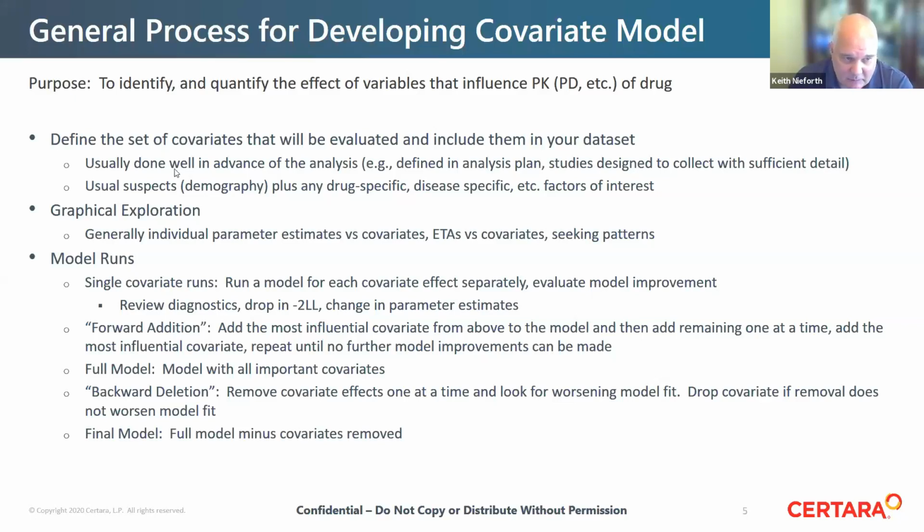And the general process is you define the set of covariates first, right? That you're going to evaluate, and you need to plan this and include them in your data set. Usually, this is done well in advance of the analysis. Any population report done today now has an analysis plan that talks about the characteristics of the drug, what covariates you're going to collect, why you're going to collect them.